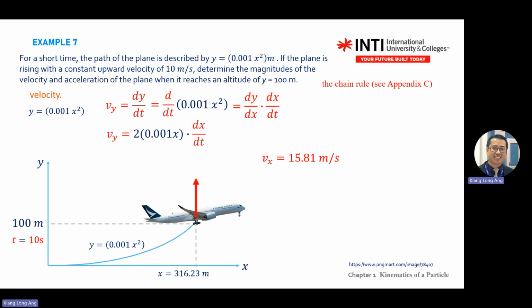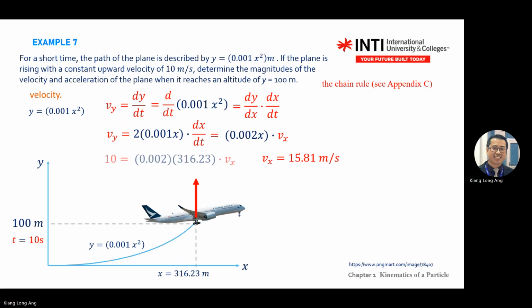Right? It's a mathematics trick. Again, if you don't know what this is, go download Appendix C in Canvas. Look for how we apply the chain rules. So you have dy dx. Your y is this one, so you are doing the normal differentiation. You move the 2 in front, so 0.002 x to the power of 2 minus 1, you get this one. Dx dt will remain. You do the first one first, then you convert dx dt to velocity in x direction. Make sense? Okay.